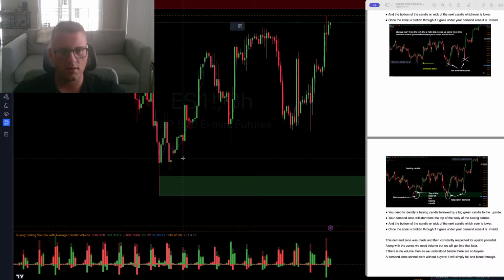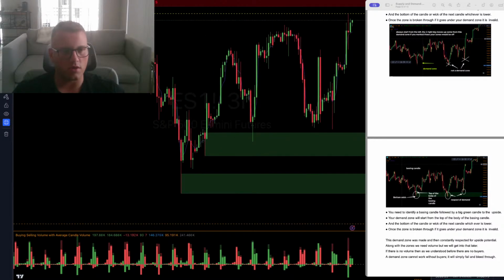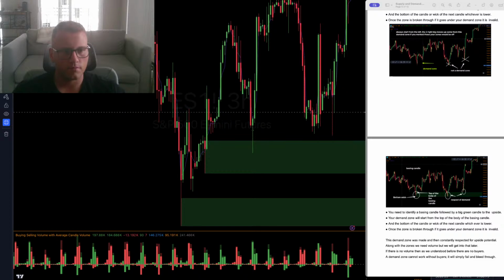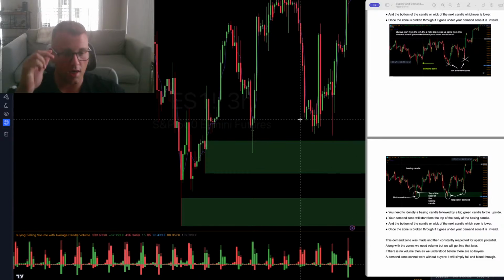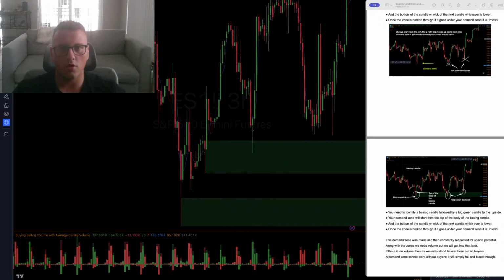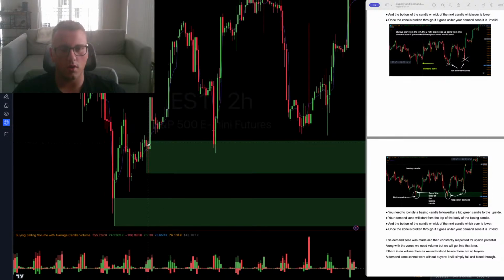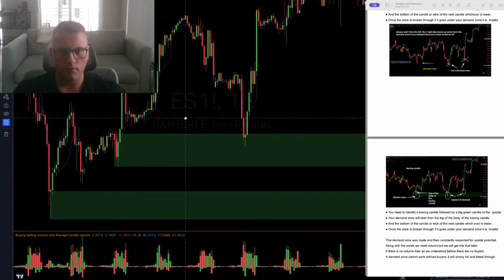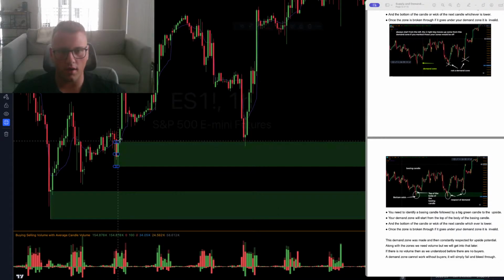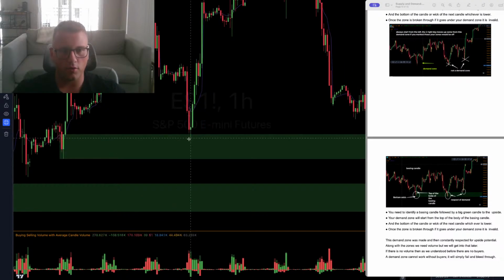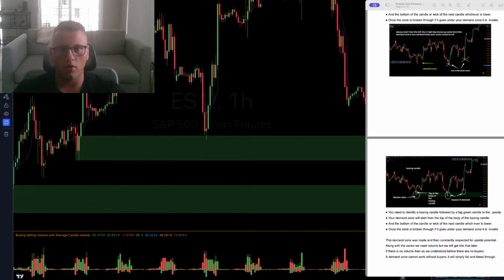So the base and the rally. This is my first area of interest again. I'm going to look to knock this down again to see if I can get it even smaller and make miniature zones out of it so I don't trade in between. 2 hours smaller. 1 hour is even smaller in here. I like that right there. Again, confluence right here. We're going to look for a 45.